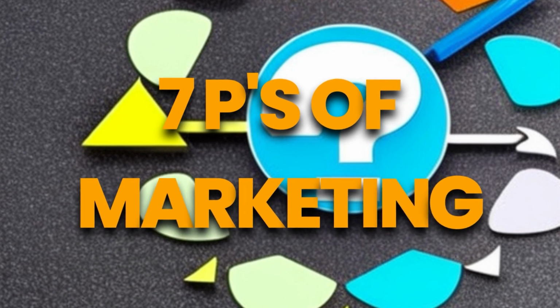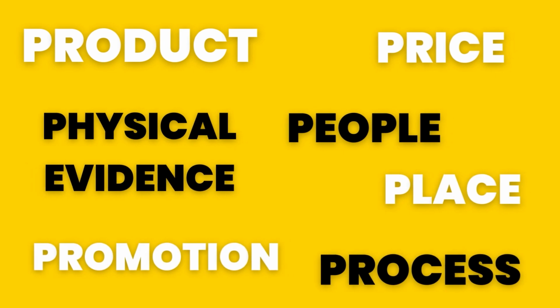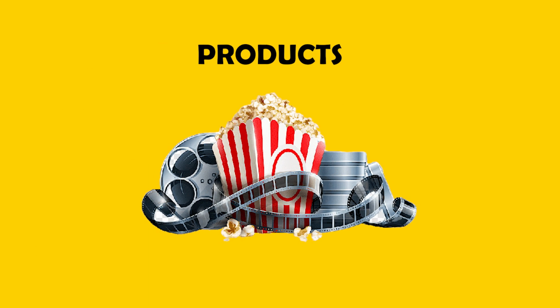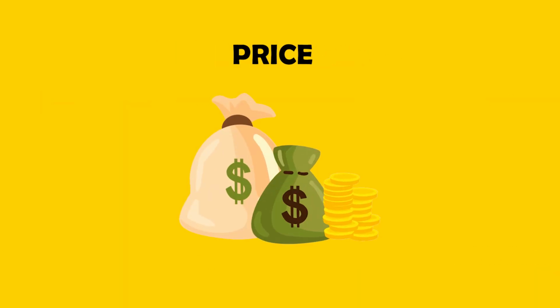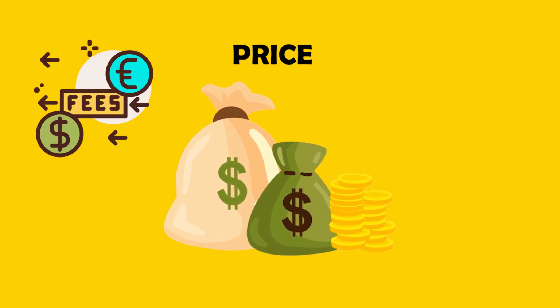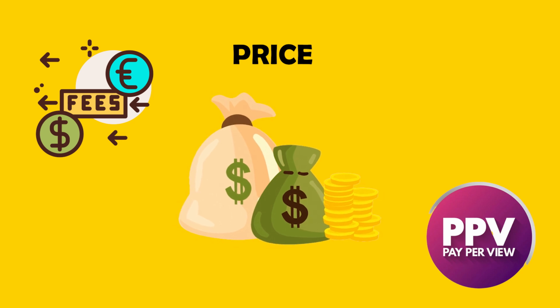Let's move on to the next concept, the 7 P's of service marketing in the OTT industry. They are product, price, place, promotion, people, process, and physical evidence. Let's jump into the concept of product. This is the content offered by OTT platforms, including movies, TV shows, live events, and original productions. In price, this is the cost of access to the OTT service, including subscription fees and pay-per-view options.